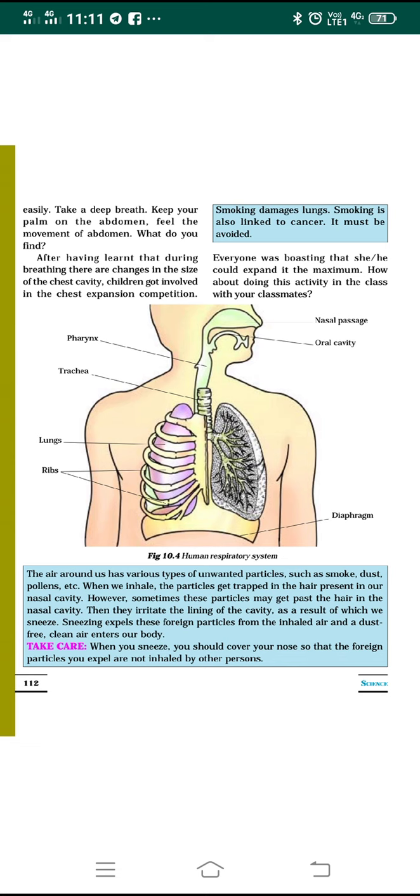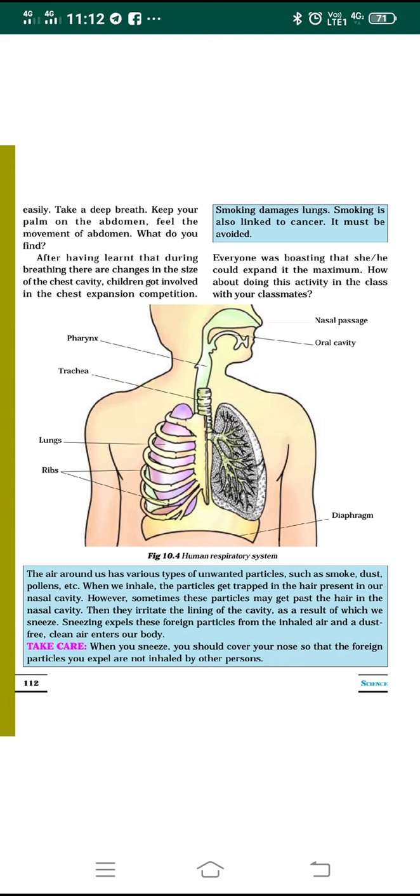In this way the passage is kept clean, and clean, dust-free air enters our body. But you must take care that whenever you sneeze, you cover your nose properly so that the unwanted particles are expelled out of your body and are not inhaled by other persons, because they are unwanted things. This is the care you have to take.